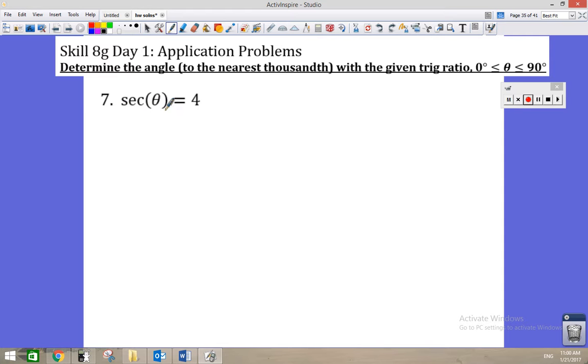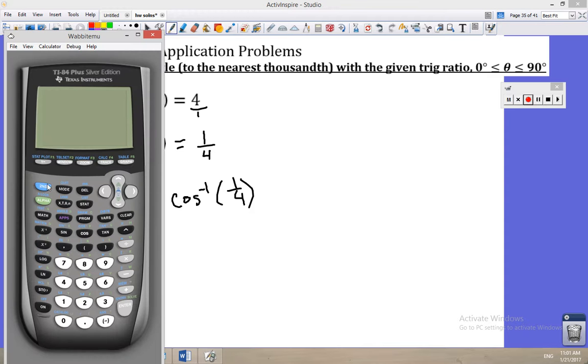So I don't have a button on the calculator that's a secant. I do have the cosine of theta, and I know that secant and cosine are reciprocals through the reciprocal identity, so I can take the cosine of theta is equal to 1/4, or that theta is the inverse cosine of 1/4, and I'm getting 75.522 degrees is my answer.